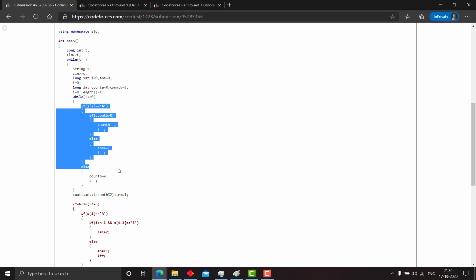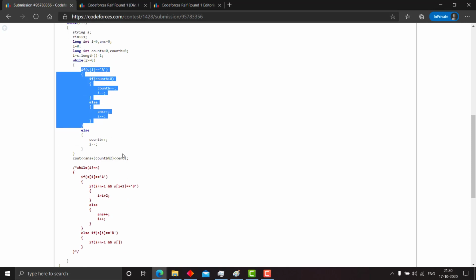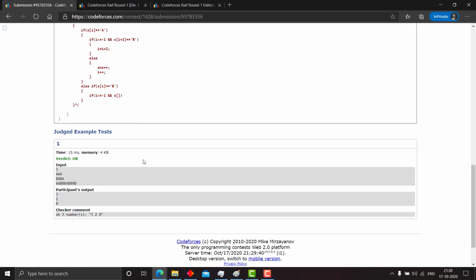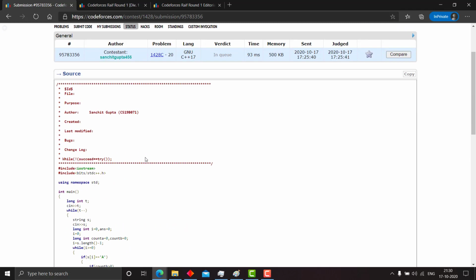Now if it is B, then I can't do anything. I just do count B plus plus, and i minus minus. So in the end, I just print out answer plus count B mod 2. So it passed all the test cases. So hope you understood this question.